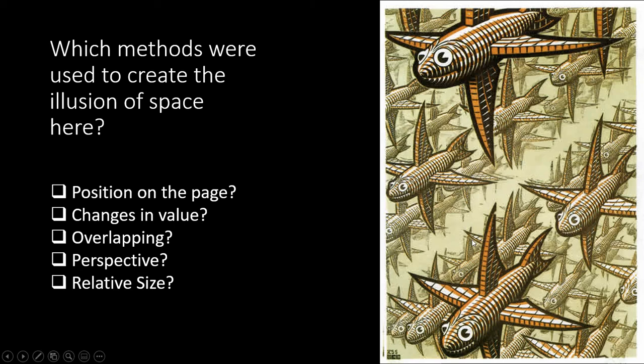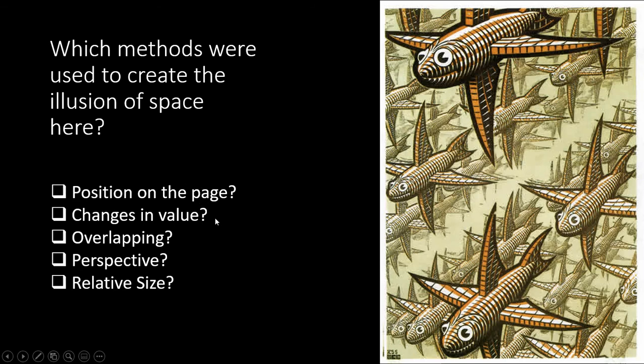So looking at this picture by M.C. Escher with its little flying fish, which methods were used to create the illusion of space here? I'm going to go through each one. Do I see position on the page? Well, not so much because they're flying. So I've got a big one way up here and I've got smaller ones down there, so I do not see position on the page.